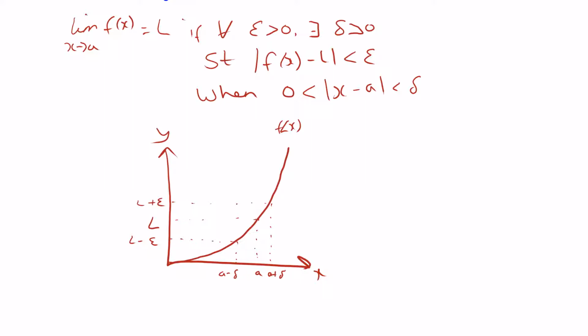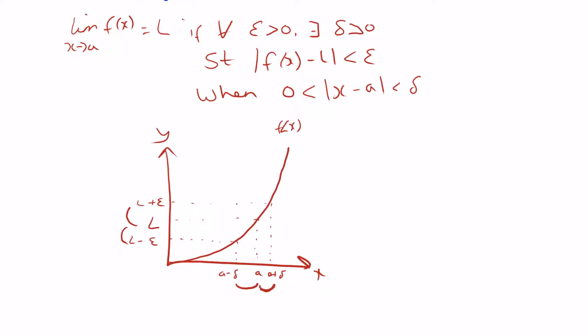So what we're showing is that as long as the distance between a and a plus delta and a minus delta is sufficiently small, and L and L plus epsilon and L minus epsilon are sufficiently small, then the limit of f of x as x tends to a is equal to L.